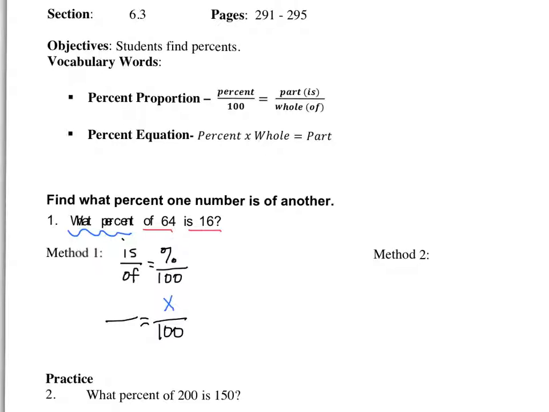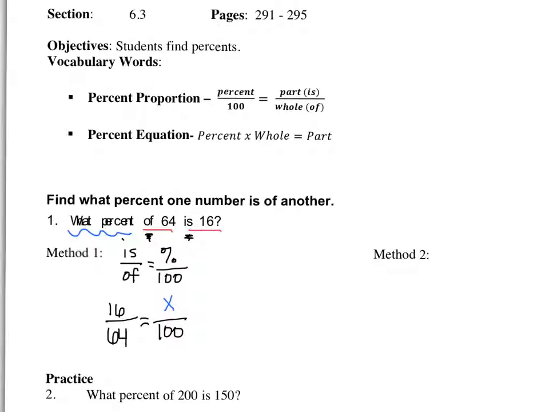Then I need to figure out what's my part, what's my whole. Remember, the whole, or the "of," goes on the bottom, and the part goes on the top, in the numerator. If I'm thinking about "of 64" and "is 16," 16 is going to be my part, or my "is," and you'll see that denoted with the keyword "is." And then you have 64 representing "of," or the whole.